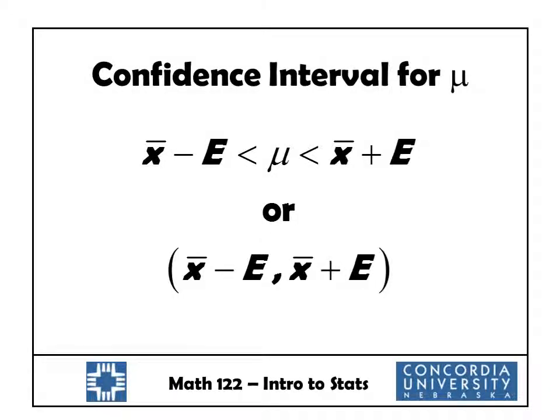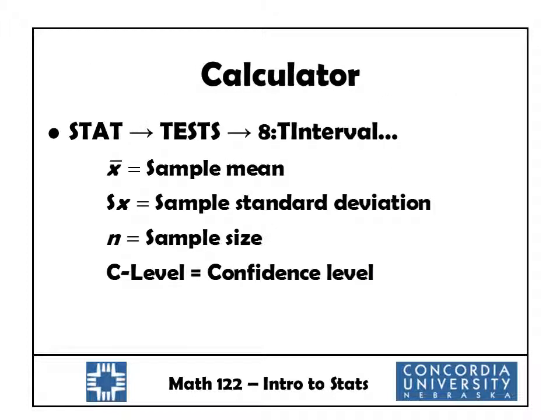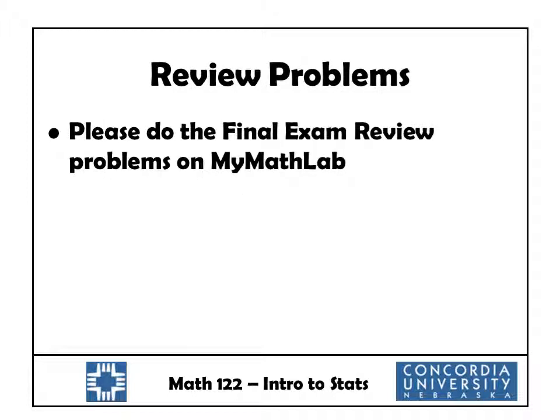So after we calculate the margin of error, we calculate a confidence interval, x bar minus E, x bar plus E. And again, this gives us a range of possible values for mu. X bar is a one number estimate of mu. A confidence interval gives us a range of possible values. This formula for the confidence interval is built into the calculator. Option 8, the t-interval. And so you should be able to calculate a confidence interval for a population mean. Okay. So that's it for this review.